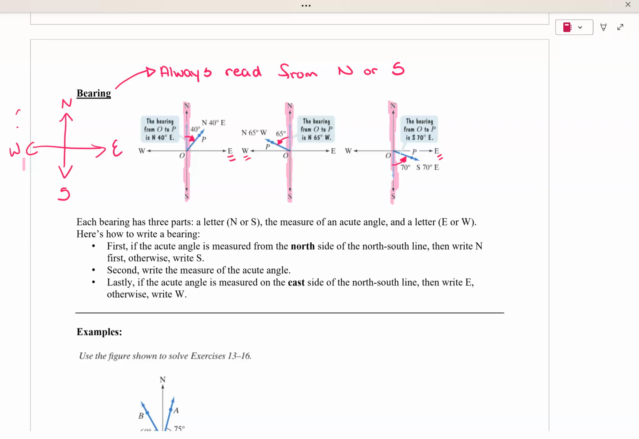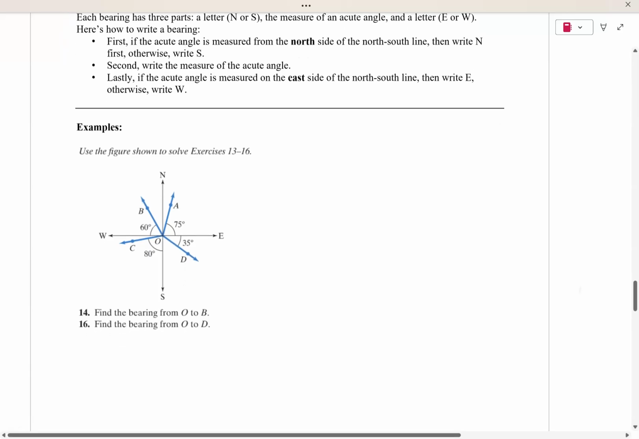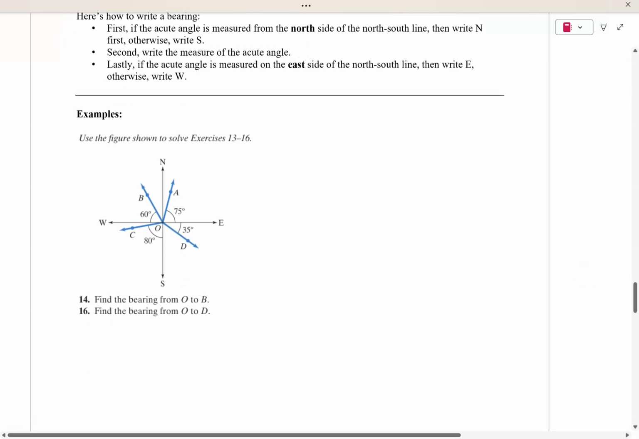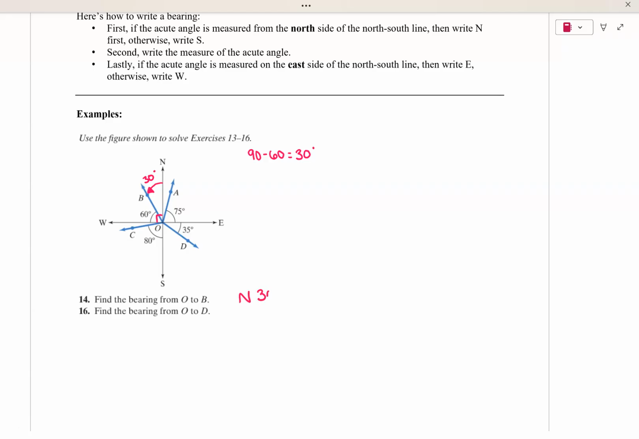Okay, so let's look at a few examples right here. This one says find the bearing from O to B. Well, O's in the middle, B's right here, so I'm coming off this direction to get there. We know that this will make 90 degrees, and if I already know that the other angle is 60, then the angle I'm coming off is 30 degrees. So we're going to have north 30 degrees, and I was on the west side. Okay.